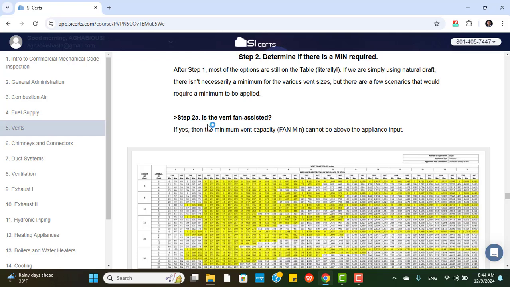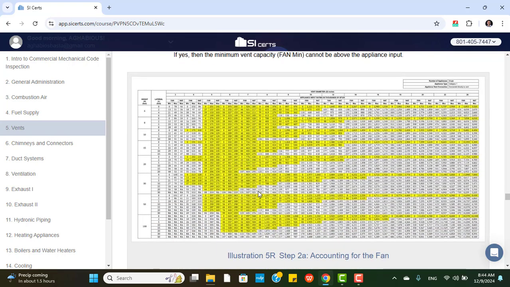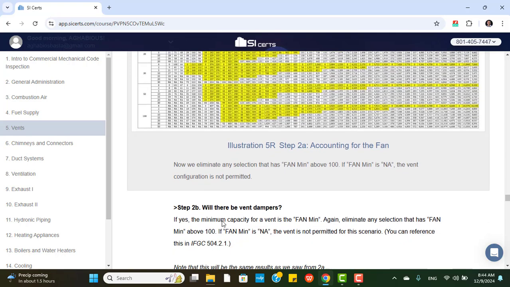Step 2A, is the vent fan assisted? If yes, then the minimum vent capacity, the fan minimum, cannot be above the appliance input. And after this, we have this yellow. Illustration 5R, step 2A, accounting for the fan. Now we eliminate any section that has the fan minimum above 100. If a fan minimum is not a variable, the vent configuration is not permitted.